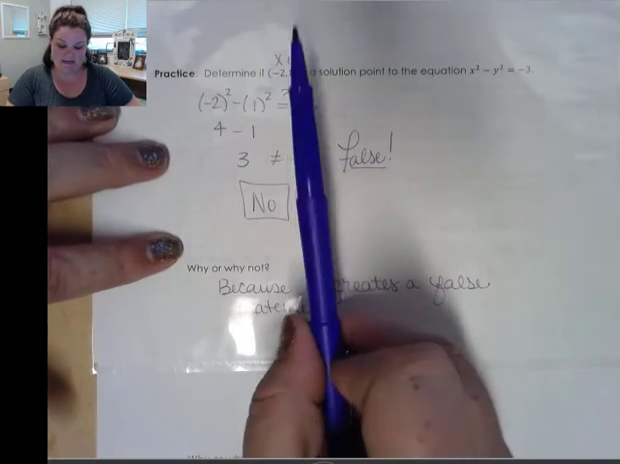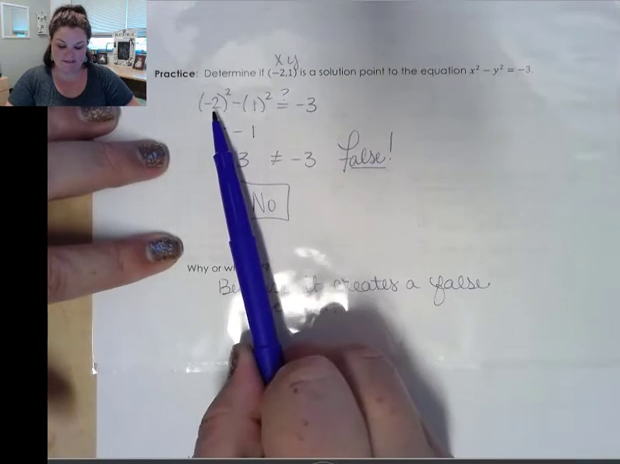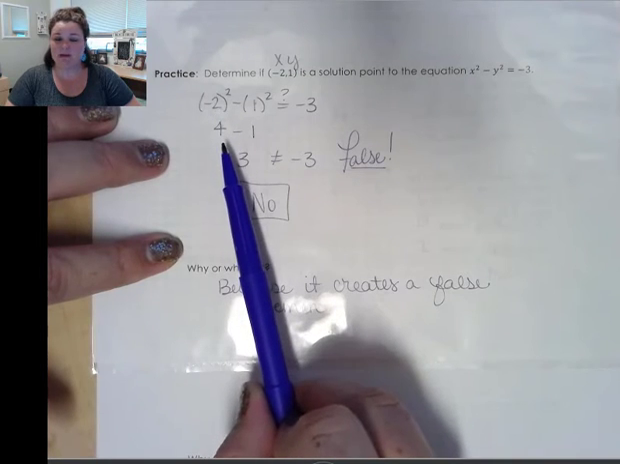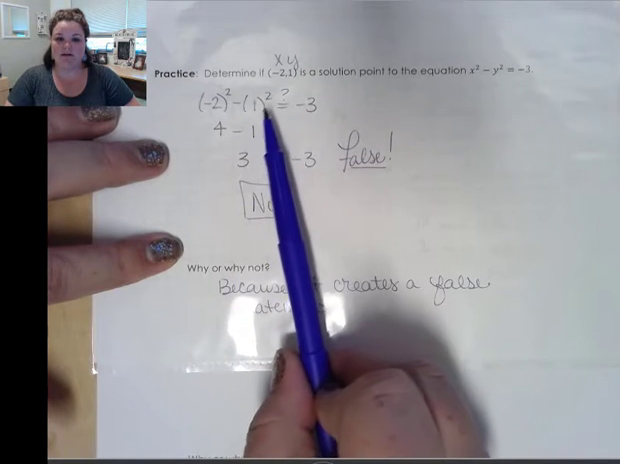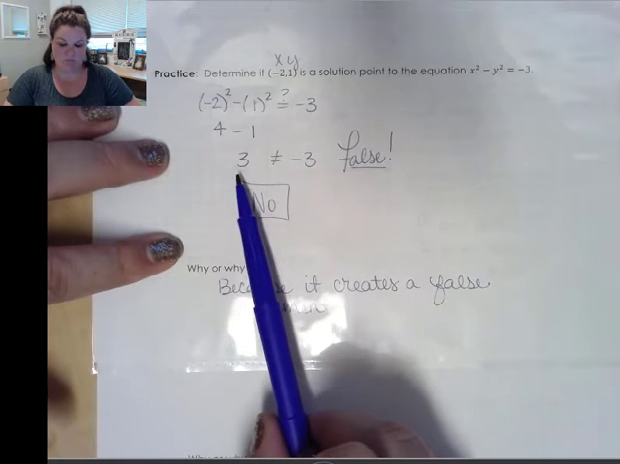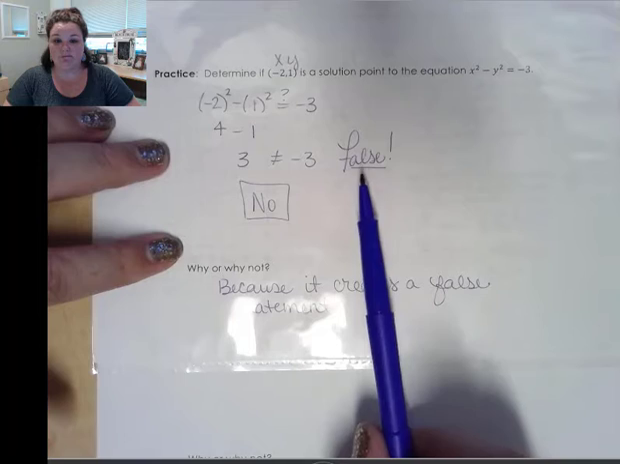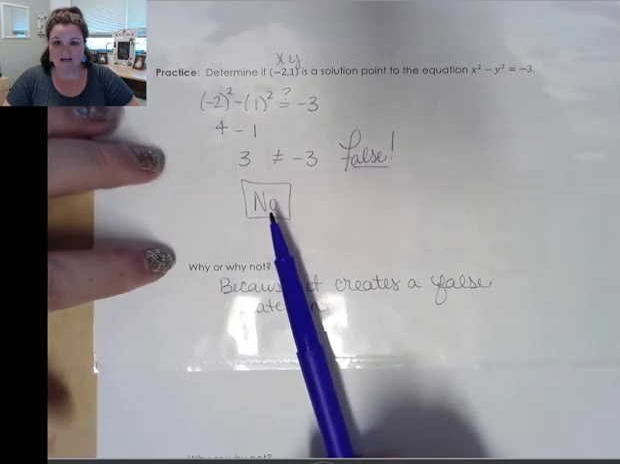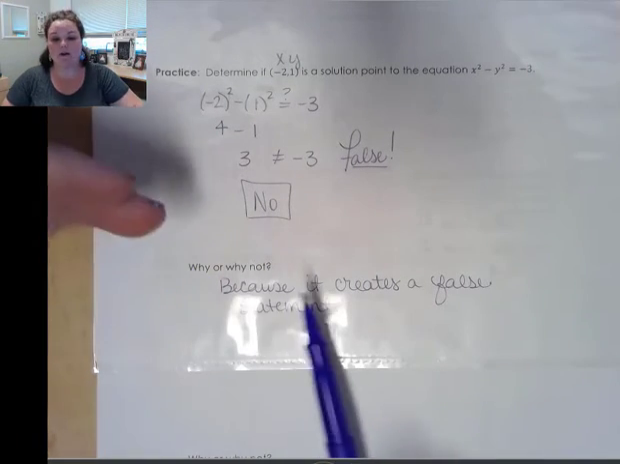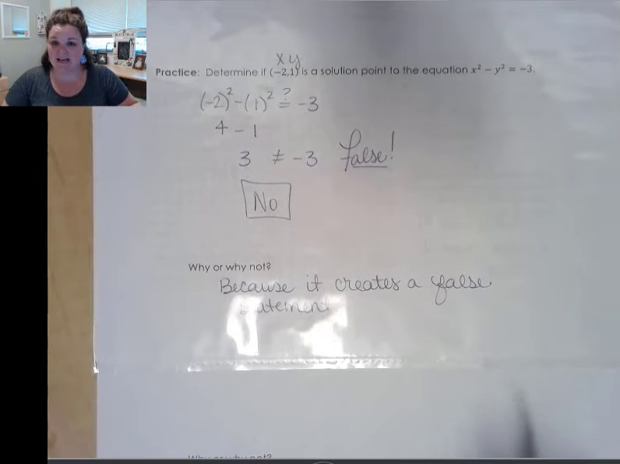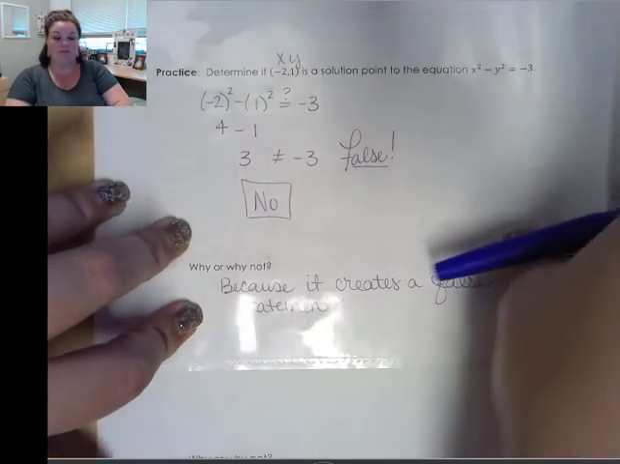All right, so we're going to go ahead and go over this one. When you plug in -2 for our x and 1 for our y, -2 squared gives me a 4, and 1 squared gives me a 1, and 4 minus 1 is 3, which is not equal to -3. So because we're getting a false statement, then this is not a solution point, right? It's saying why or why not, because it creates a false statement. So that means it does not lie on the line or the shape created by this equation, okay?